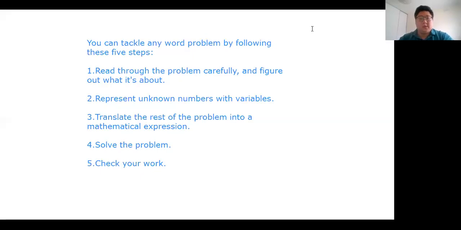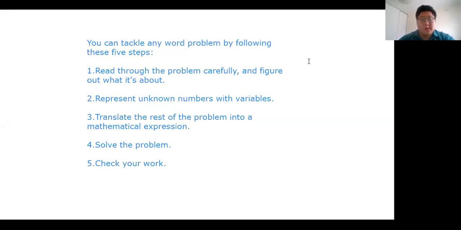Okay guys, so today we will be working on and learning about basic worded questions that revolve around algebra. There are 5 steps that you can follow, which you can see here on the screen, that if you follow them, you can tackle almost any algebraic worded question. So the first one is to read through the problem carefully and figure out what it's about.